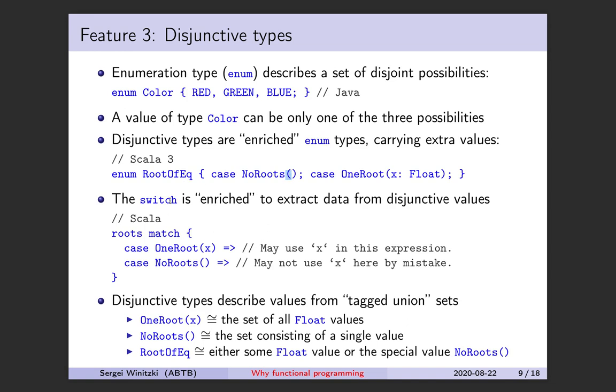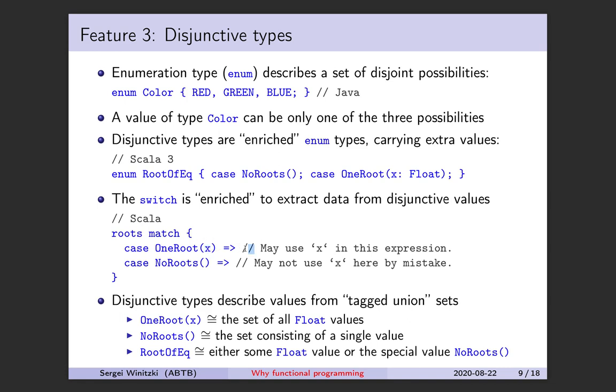The switch operation that is present in Java to deal with the enum is also enriched, and it extracts this data from disjunctive values. So for example, if you have a value roots of this type, then you write a statement which looks like this. It's a switch statement essentially, but it is enriched in that it matches the value that is carried by this enum into a new variable, x, which is called a pattern variable.